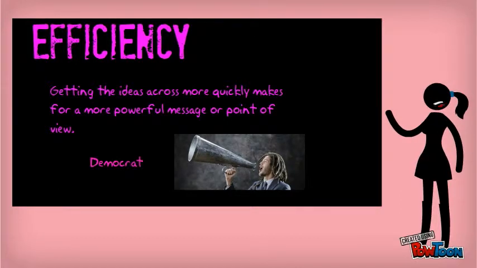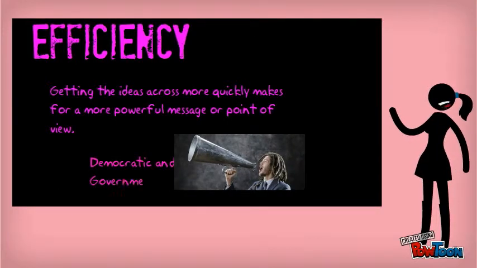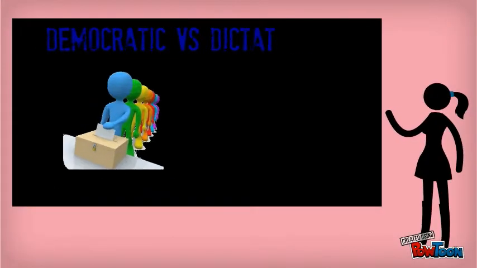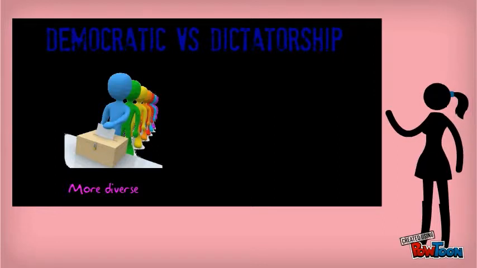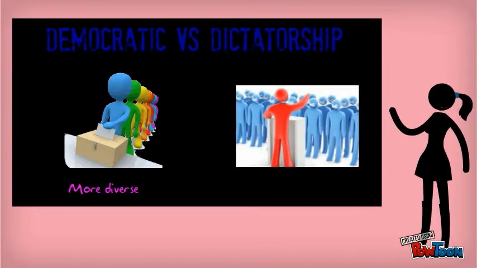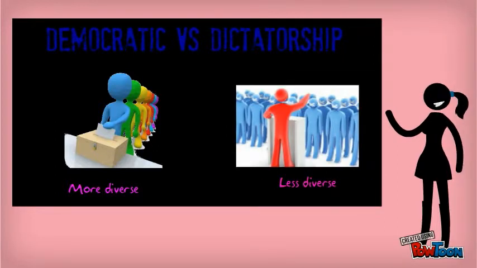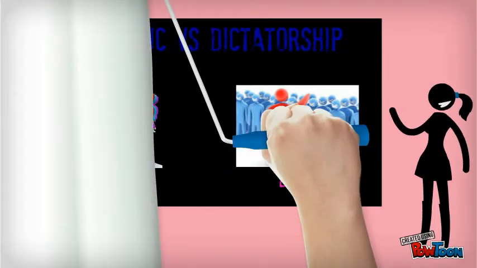So this relates to democratic and dictatorship type governments. Democratic would be more diverse because officials are elected and so have a more diverse opinion. And dictatorship would be less diverse because there is only one leader who has all the say.